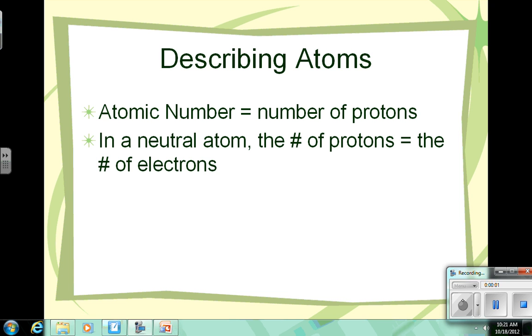About describing atoms. When we look at those periodic table blocks like you just did in the back of your book, it gives you certain information. It gives you the element's name. It gives you the atomic number. It gives you the chemical symbol of that element. It gives you the atomic mass.